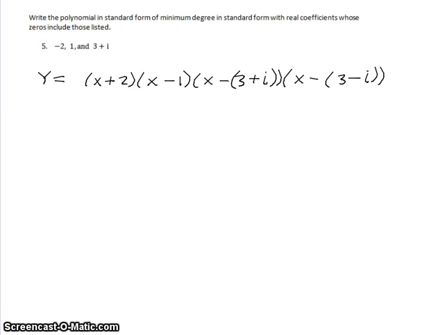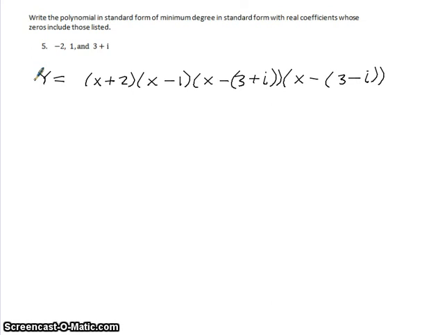Alright, so we need to write the polynomial in standard form of minimum degree, with real coefficients whose zeros include those listed. So we have a 0 at negative 2, which means x plus 2 is a factor. And we have a 0 at 1, which means x minus 1 is a factor. We have a complex number, 3 plus i. So x minus the quantity 3 plus i is a factor.